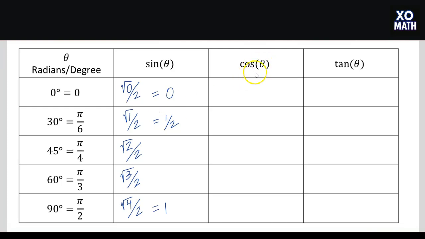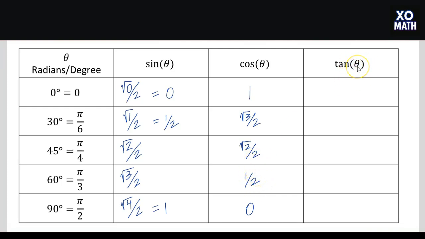To create the cosine column, we're going to flip the sine column. So now, at the very top of the cosine column, I'm going to put the very bottom value from the sine column. So I'm going to put 1, followed by square root of 3 over 2, and then square root of 2 over 2. Next comes 1/2, and finally 0. So now that I have the cosine column, I can identify cosine of pi over 3 is 1/2.